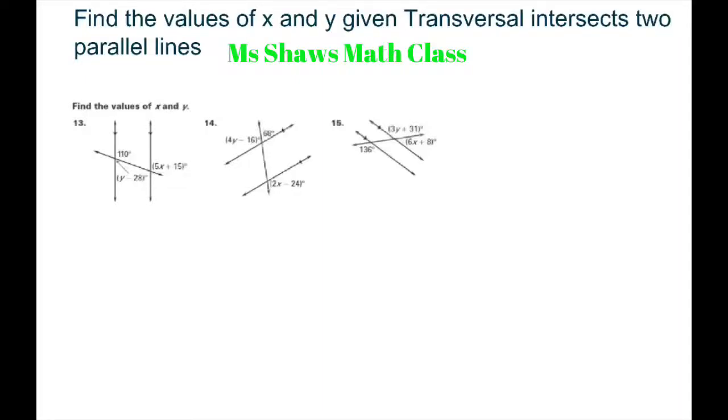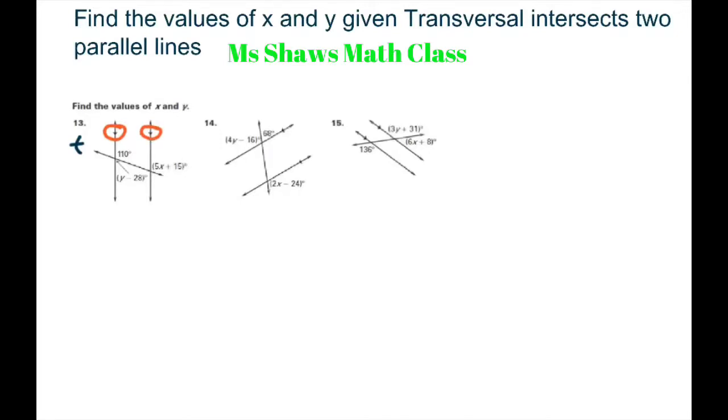Hi everyone. We're going to find the values of x and y given a transversal here. It's intersecting two parallel lines. You can tell they're parallel by those little arrow marks on the lines.